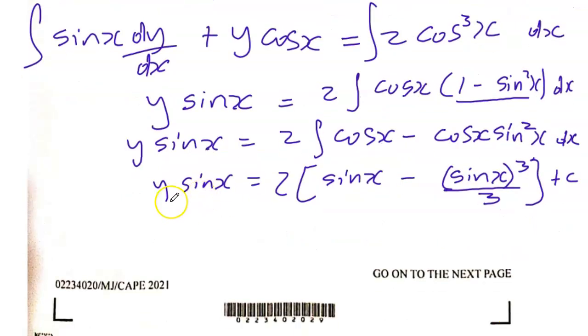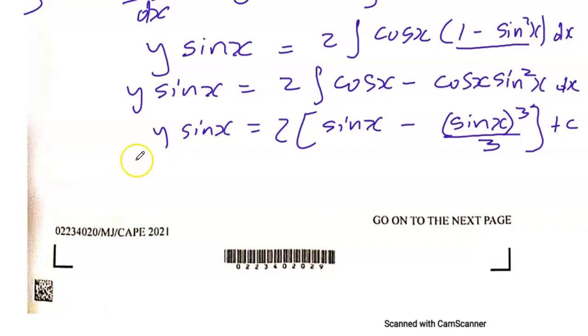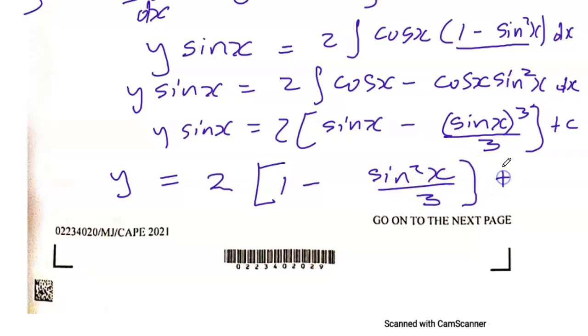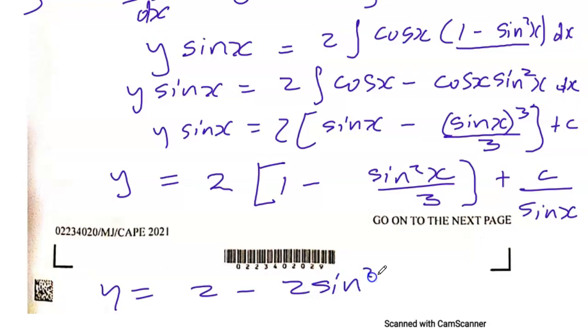And we can now distribute the 2. So we divide each term by sin. If I divide both sides by sin, y equals 2 divided by sin, with anything in the bracket divided by sin, we end up with 1 minus sin square x over 3, and divide c by sin, so we end up with c over sin x. And if we want, we can expand the bracket, so we have 2 times 1, 2 minus 2 sin square x over 3 plus c over sin x.